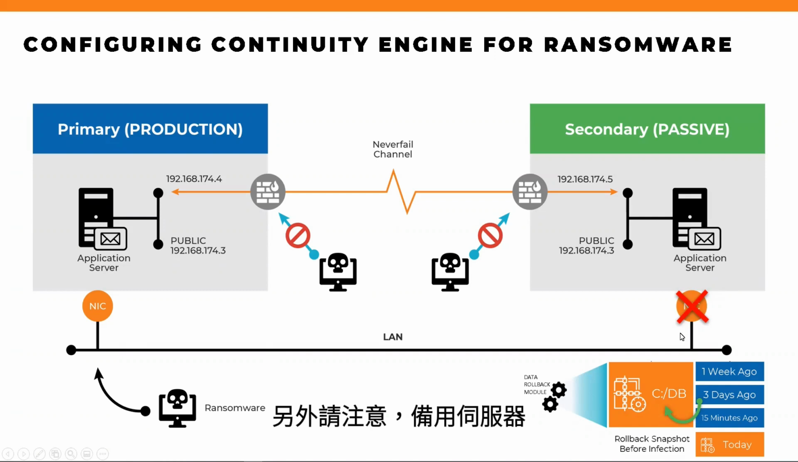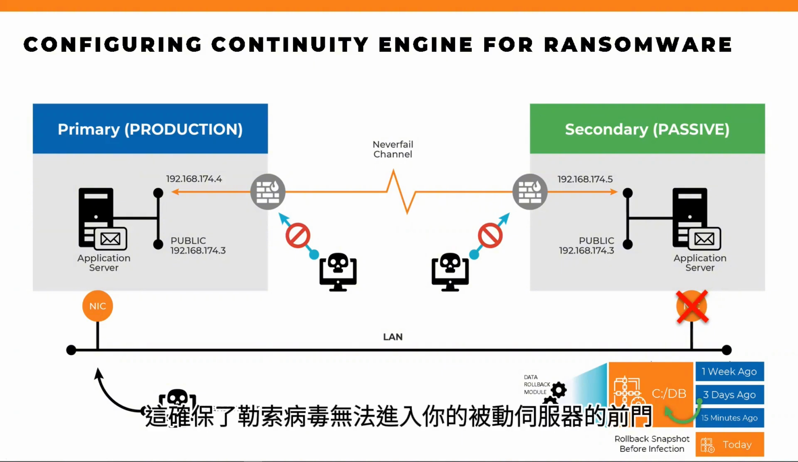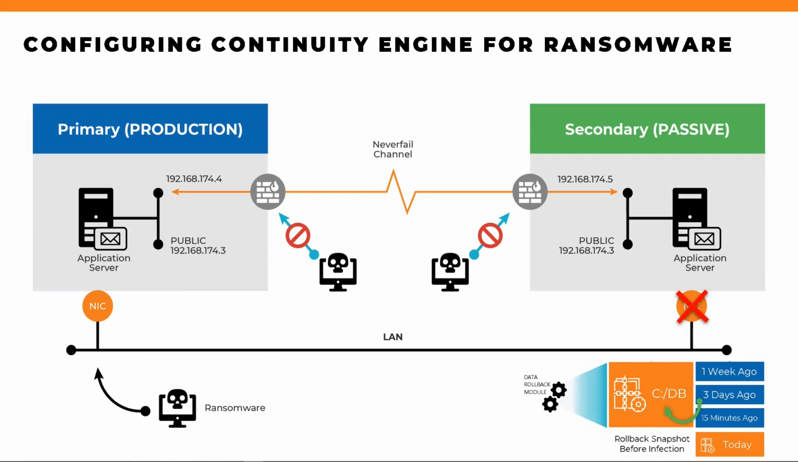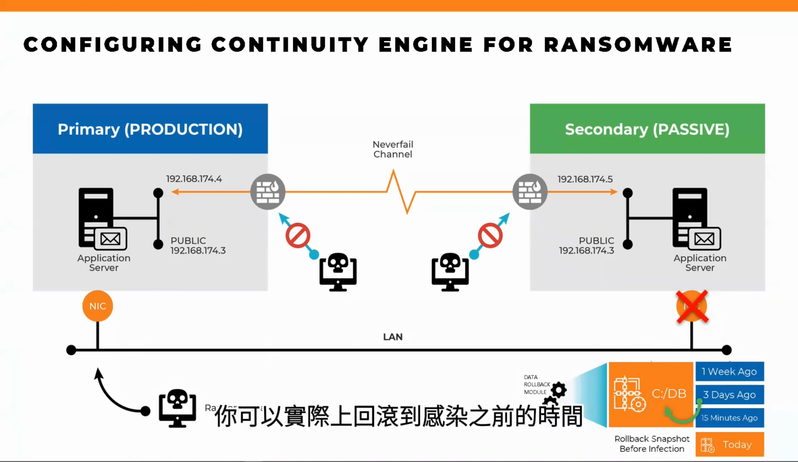Also notice that the secondary's public interface is also deactivated. That ensures that ransomware cannot come into the front door of your passive server. With the data rollback module, you can literally roll back to before the time of the infection and then bring your system to active status, and your system is back online.